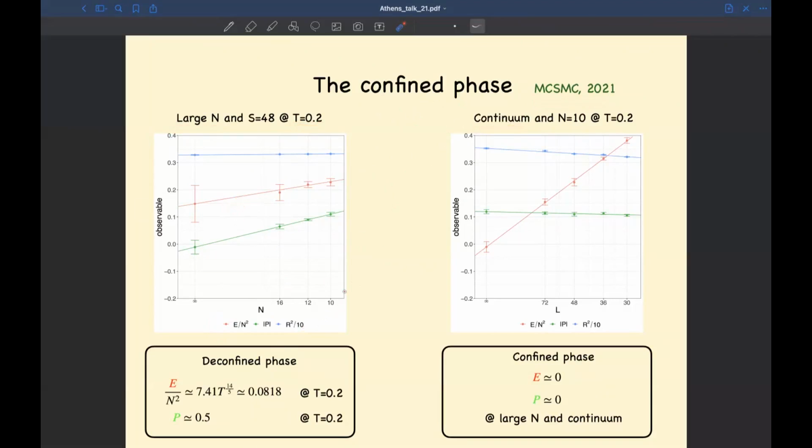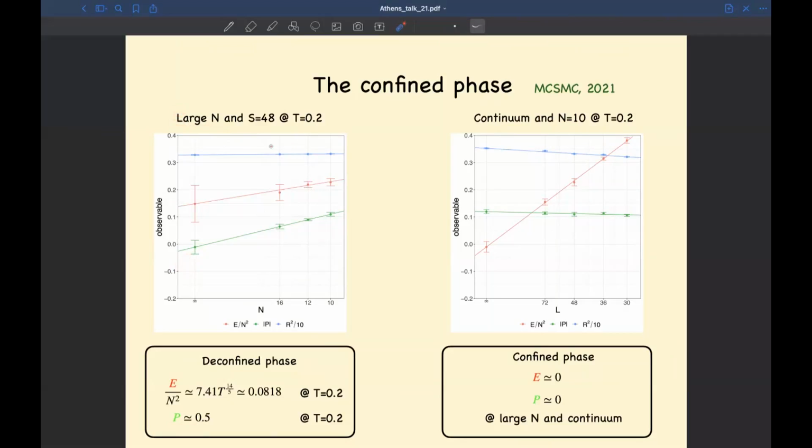Now here, energy is denoted by red, and I want to pay attention to the deconfined phase. So if we would be in the deconfined phase, the predictions say that the energy should be 0.08, which if we look in this diagram, would be here, while the continuum extrapolation tells us that energy is here. On the other hand, the Polyakov loop in the deconfined phase should be around 0.5, and if we look in the large N extrapolation, this would be somewhere here. But obviously, the Polyakov loop is not there.